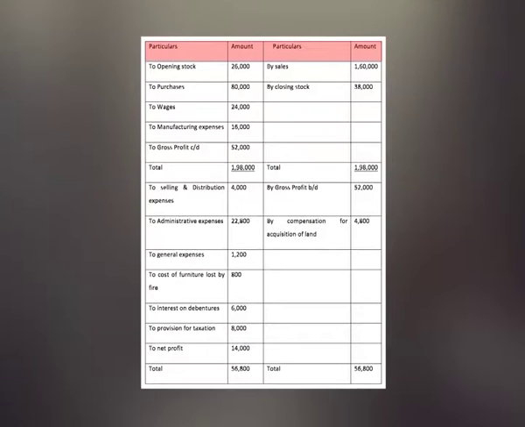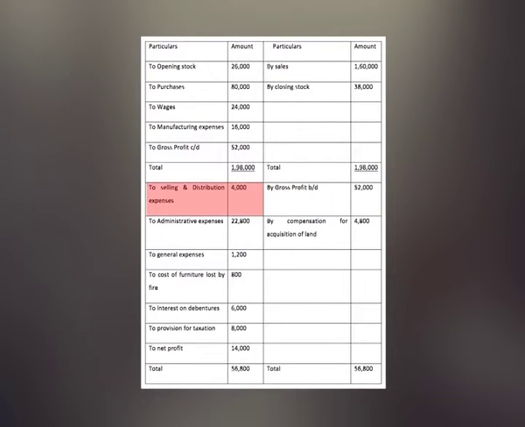Sigma Enterprises has drawn up the following profit and loss account for the year ended 31st March 2020. We are given the statement as particulars for the debit side and the particulars on the credit side. To opening stock 26,000, then purchases 80,000, then wages 24,000, to manufacturing expenses 16,000. Sales given to us is 1,60,000, closing stock given to us is 38,000. So with this we have a gross profit of rupees 52,000.